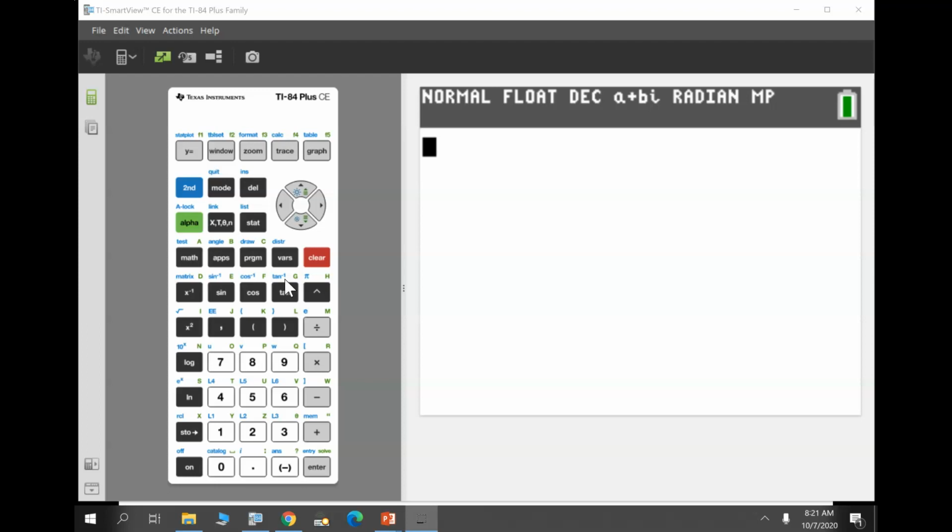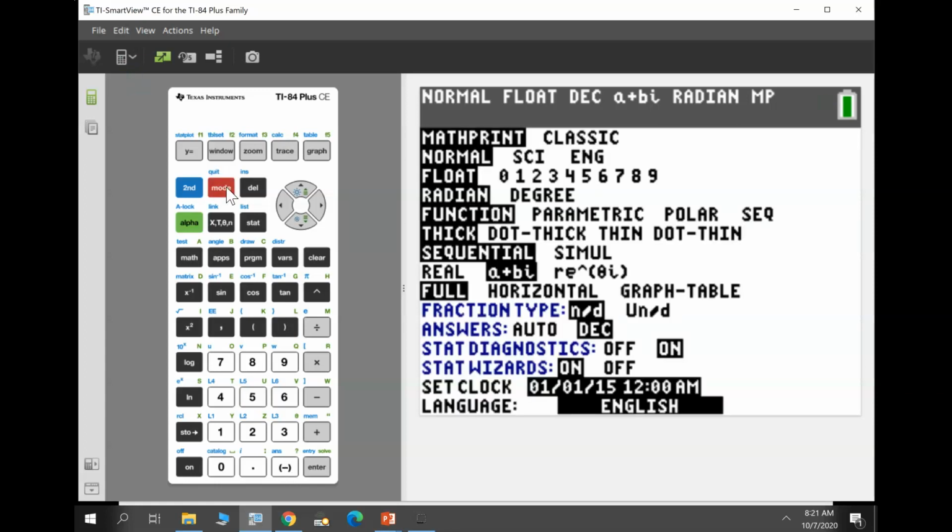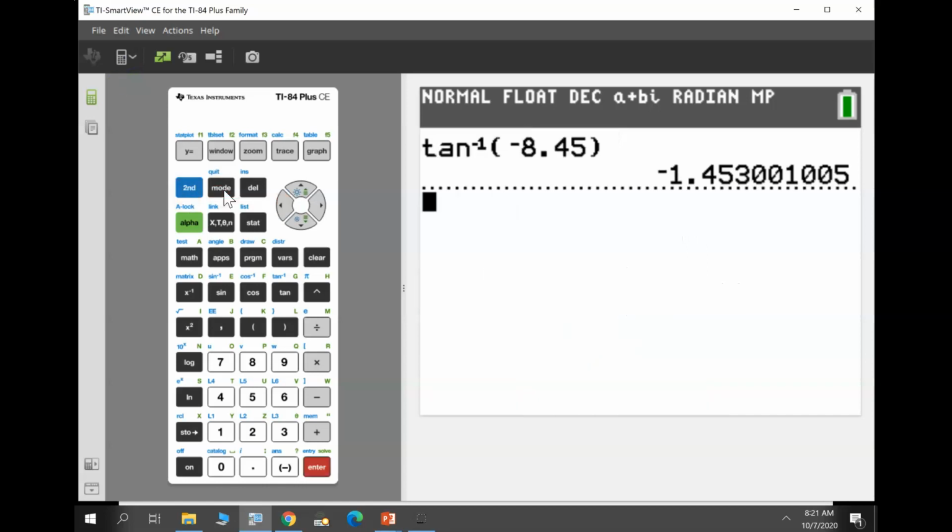All right, so to do the first one, arctan of negative 8.45, I'm going to do second tangent of negative 8.45. Make sure that you do your negative sign and not your subtraction sign, or you will get a syntax error. All right, also make sure that you are in radian mode. So if you hit your mode button, you can see right here radian and degree. So go over to radian and hit enter, because you'll get a different answer if you're in degree. All right, so inverse tangent of negative 8.45.